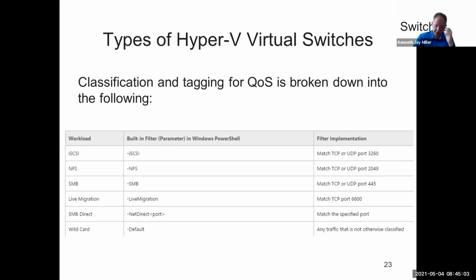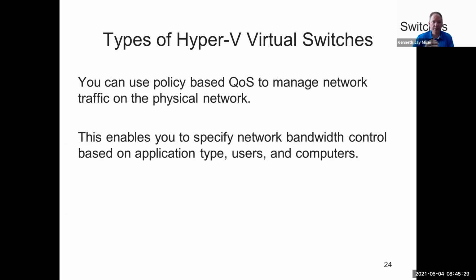And there are certain ports. iSCSI uses TCP or UDP port 3260. NFS is 2049. SMB is 445. Live migration uses port 6600. SMB Direct, we'd have to specify it when we set it up and then specify it again in the quality of service. And wildcard is anything else. Okay, so we could go in and set this up to do this.